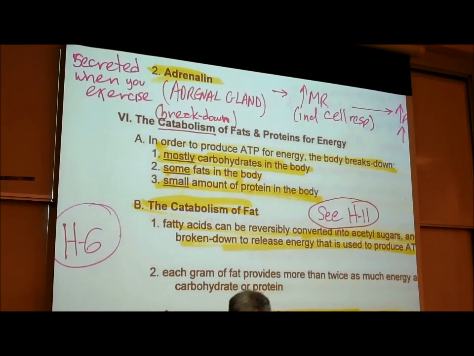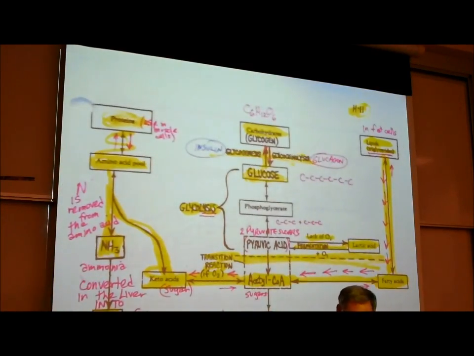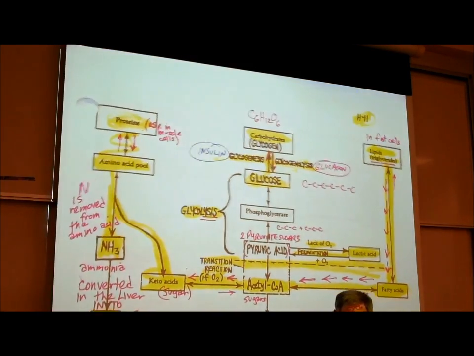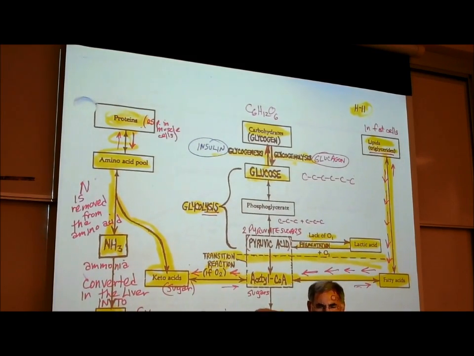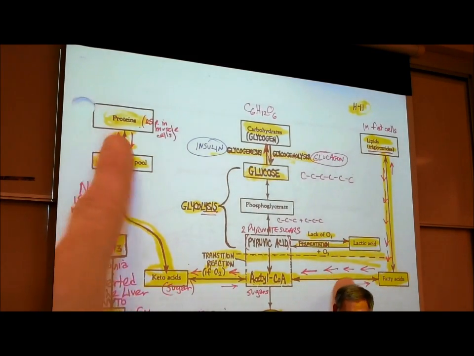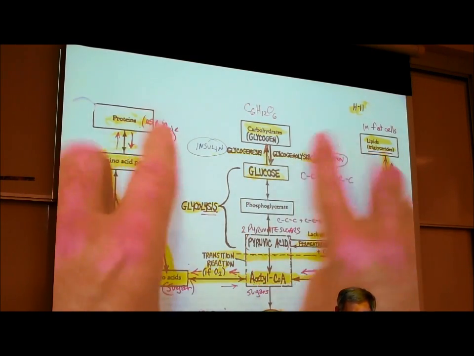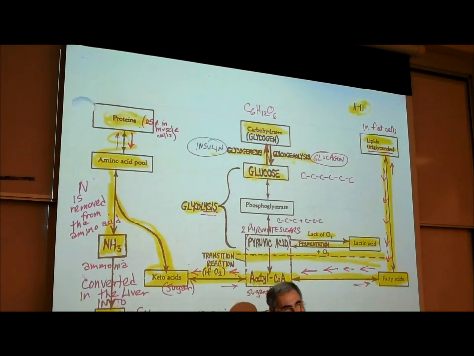Let's see how this works by looking at page H11, another scary-looking diagram. Okay, this is H11. Now, what does it show on the top? It shows proteins, carbs, and fats, lipids. All three of these are broken apart into carbon dioxide and water in order to make ATP.